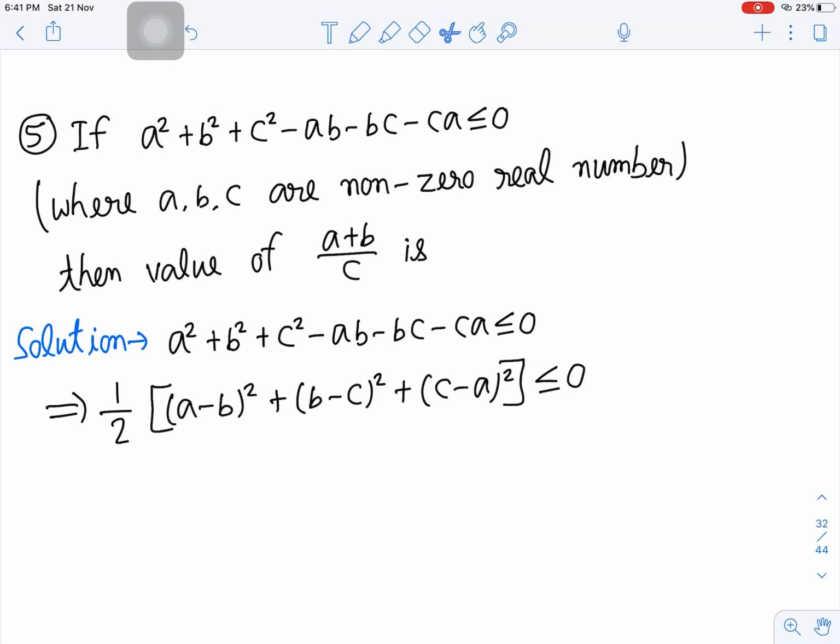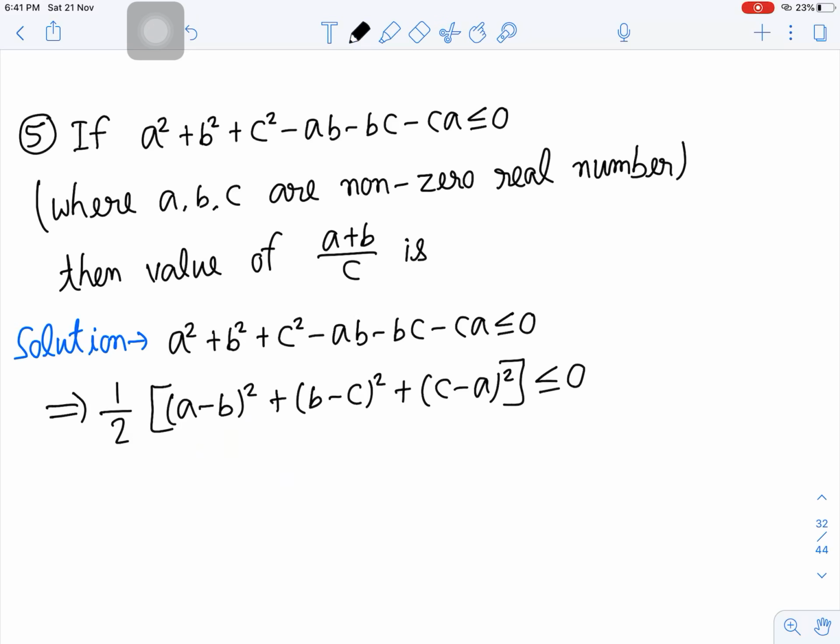Now, as you know, the whole square of anything can be either 0 or positive. So less than 0 is not possible, because we are adding the whole squares of 3 numbers. Their sum can be 0 if all 3 are 0, then 0 plus 0 plus 0 can be 0. Otherwise, if either 1 is positive or 2 are positive or all 3 are positive, then the sum will be positive. So here the only possibility is that it can't be less than 0, but it can be equal to 0. And when will it be equal to 0? If all the 3 are 0.